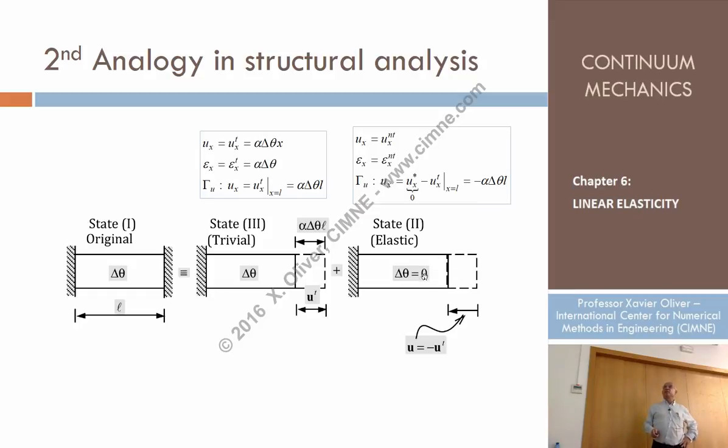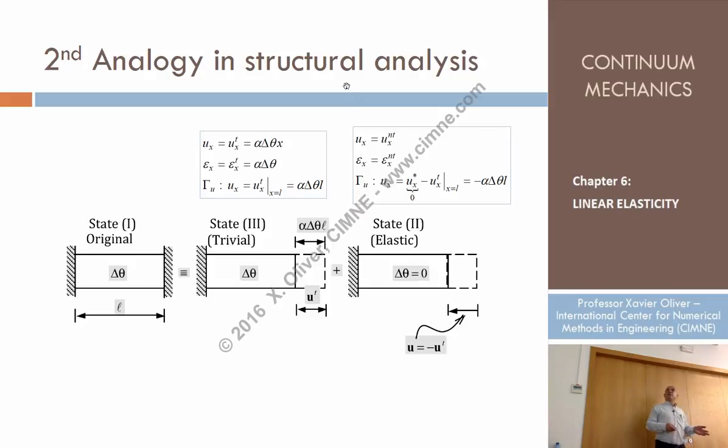And when we solve that, what can we say? Well, the displacements would be the ones that we have here plus this. For instance, that point would be minus alpha delta theta times L plus alpha delta theta times L, so it would have 0. The strains here are 0. Okay? Thermal strains here. So now the strains would be the ones that we have here plus the thermal strains alpha delta theta times 1. And the stresses are 0 here, so the stresses are those here. So that's the second analogy.